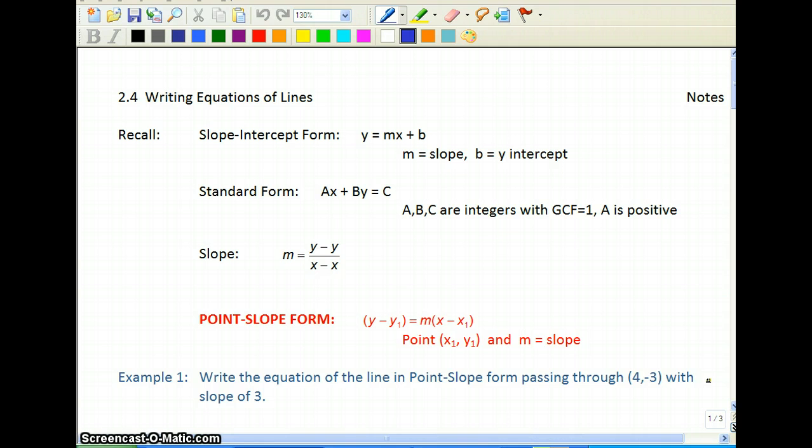We already know that the slope form of a line is y equals mx plus b. So you need two things to write these lines. You need m and you need b. Those are always numbers in these equations.